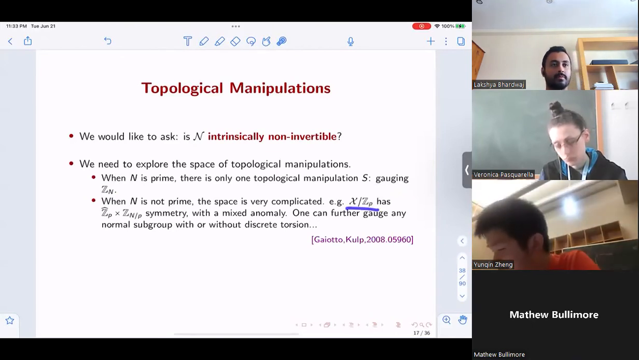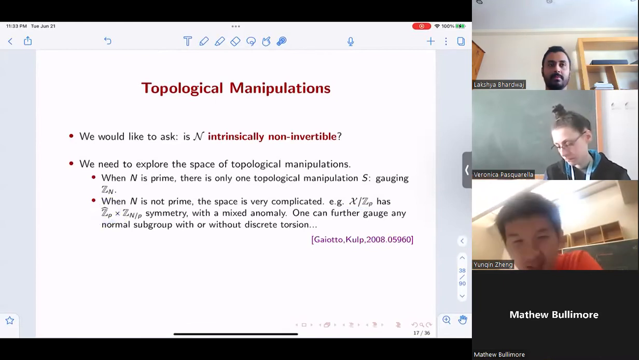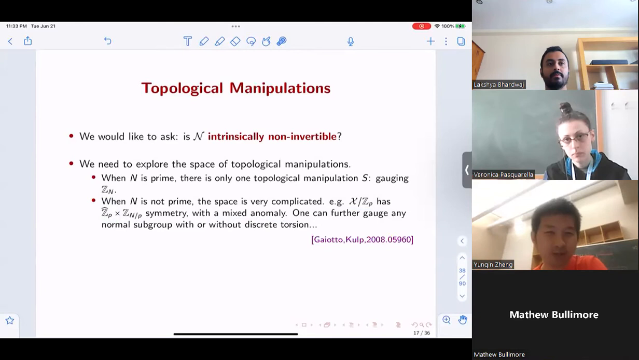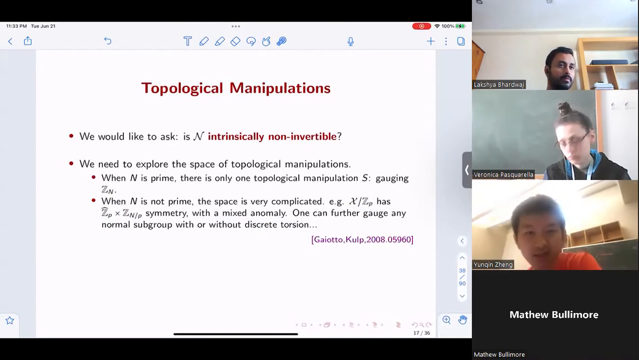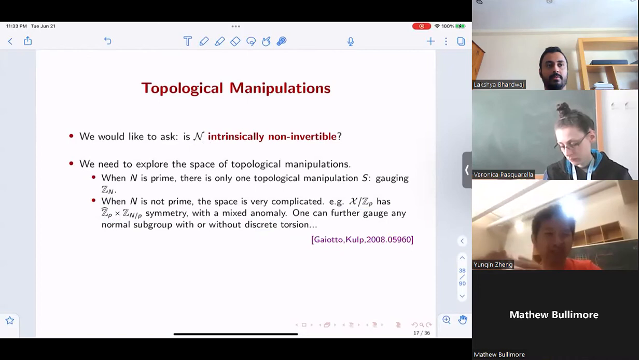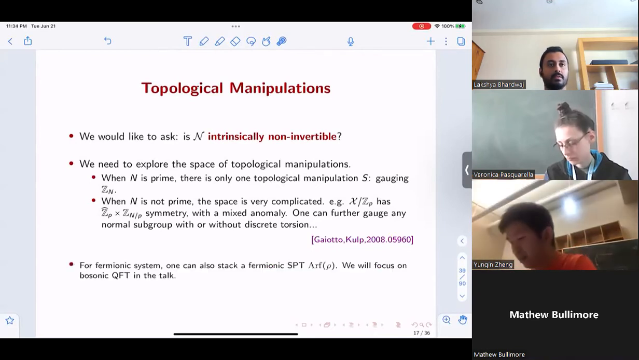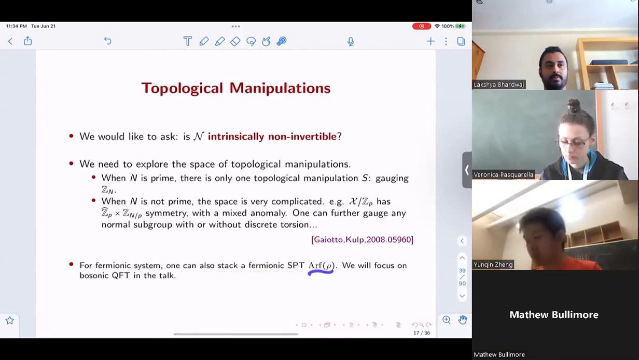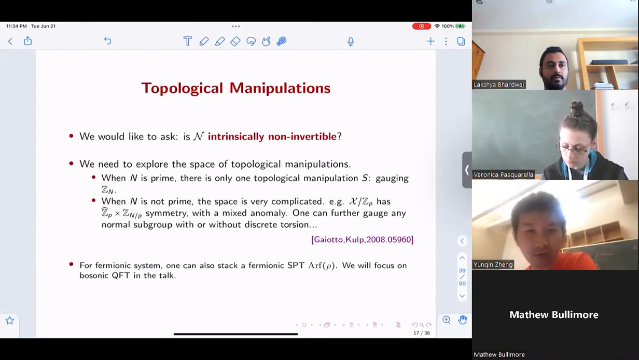For example, we can gauge a normal subgroup, and the resulting theory will have this quantum symmetry Z hat P times Zn over P with a particular mixed anomaly. And then we can further gauge with or without the twisted discrete torsion, and the web of theories will become very complicated. So, especially when n is very large, it's very hard to check whether there exists a certain theory in the web which only has invertible defects. A side remark is that we only consider bosonic theories, but for fermionic theories, one can also consider stacking SPT, which is the Arf invariant. But in this talk, I'm going to focus on the bosonic case.